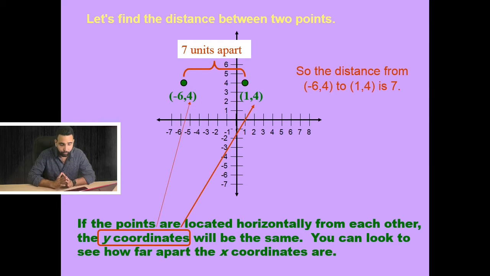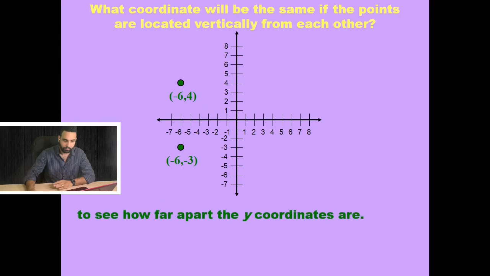So if the 2 points are horizontal, you can find the distance between them by counting the distance between the x-coordinates, okay? Or you can compute x2 minus x1. You can compute -6 minus 1, which is -7. So the distance here will be the absolute value of -7, which is 7 unit lengths, okay?